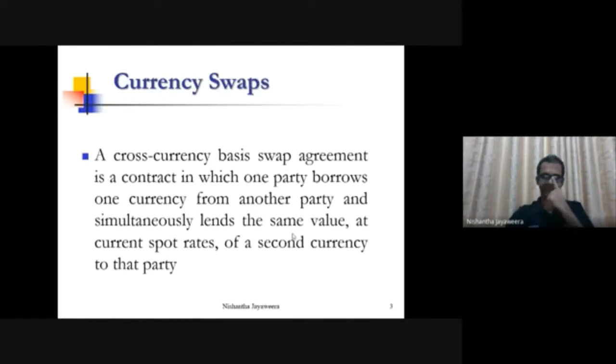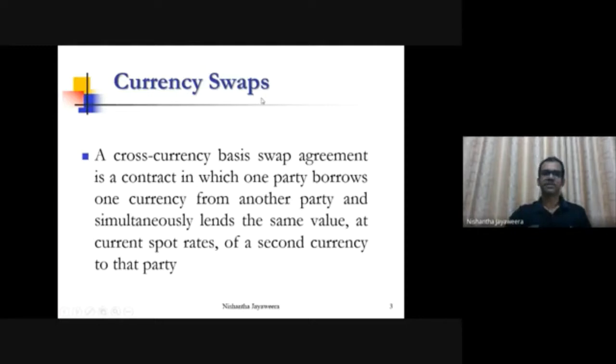I'll start with the currency swap. So remember, it is called a currency swap. It is not called an FX swap. Okay, this is called a currency swap.